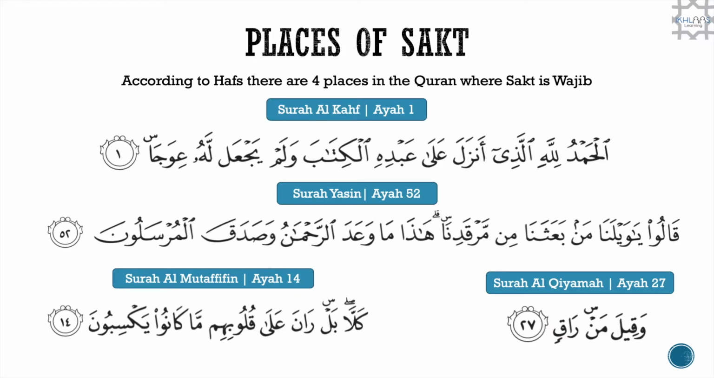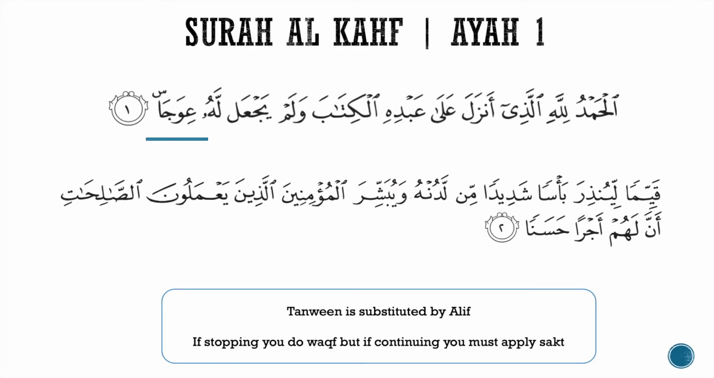According to Hafs, there are 4 places in the Quran where Sakt is wajib, obligatory. This is in Surah Al-Kahf, Ayah 1, Surah Ya-Sin, Ayah 52, Surah Al-Mutaffifin, Ayah 14, and Surah Al-Qiyamah, Ayah 27. Let's look at each one in detail. Surah Al-Kahf, Ayah number 1.